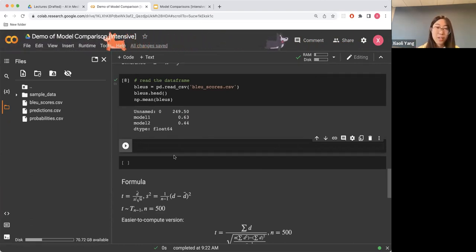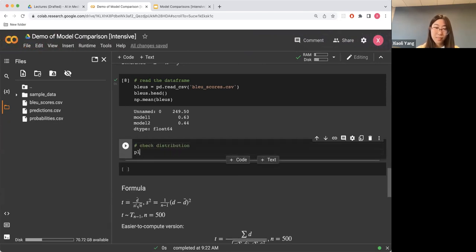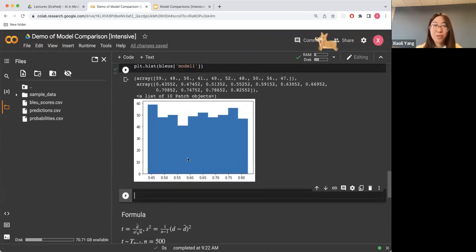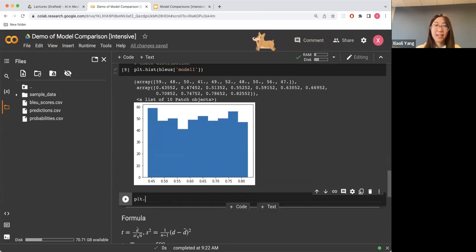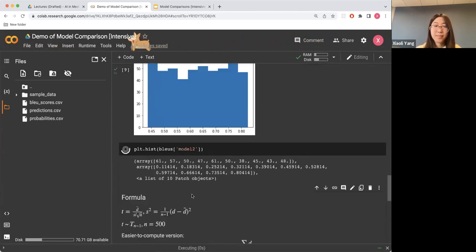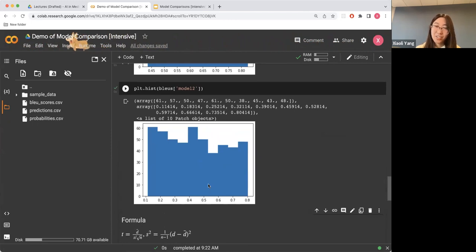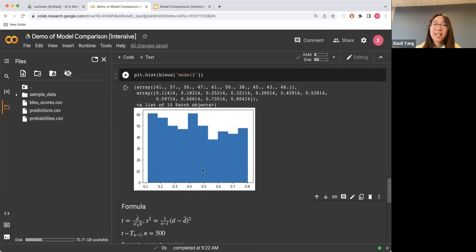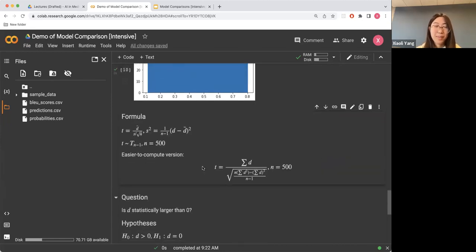And then we might be curious about, okay, are they normally distributed? We would plot the histogram and check the distribution. We will first look at model 1. Okay, not normally distributed, almost uniformly distributed, but we expected that. It's okay. Let's take a look at model 2. Again, perfectly not normally distributed, but that's fine. Okay, so now we face a problem. Our data is not normally distributed. How can we still use the paired t-test?